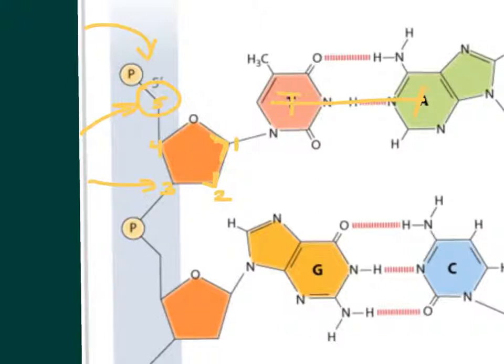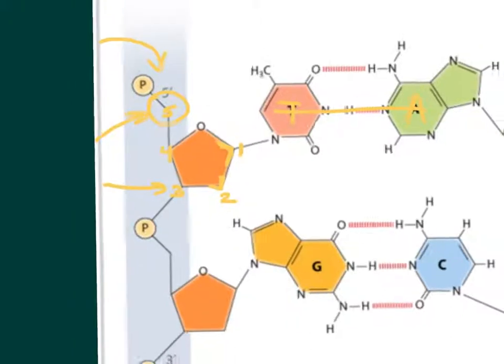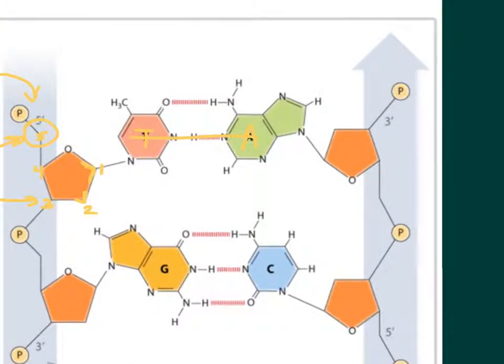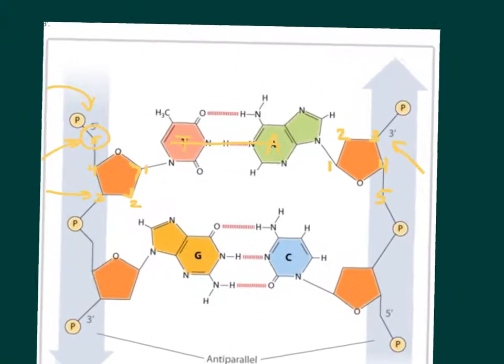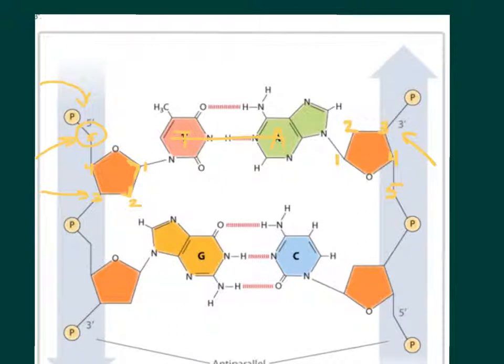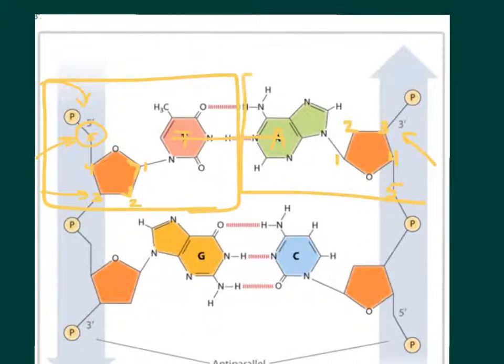We have T pairing with adenine directly across from it. But let's look at the carbons. Starting with where the nitrogen base attaches, there's carbon number 1, moving to carbon number 2, carbon number 3, carbon number 4, carbon number 5. In this instance, carbon number 3 is the one on the end. So you see how they're oriented opposite of each other? So this one is oriented in a different way than this one.